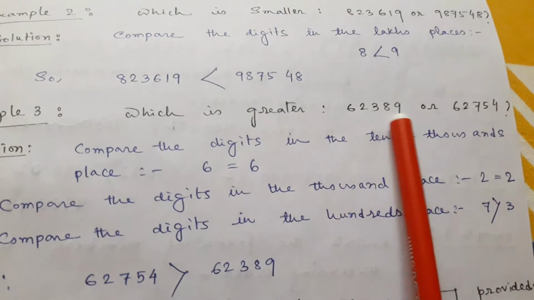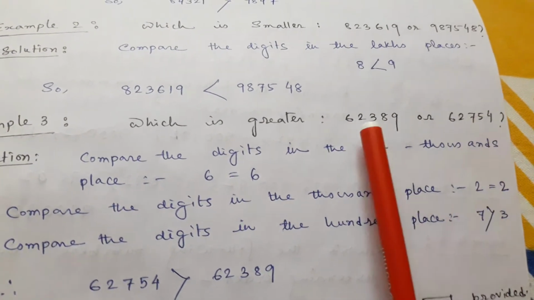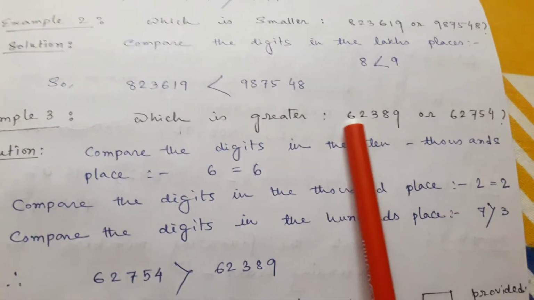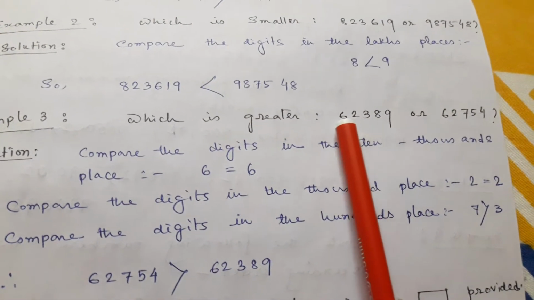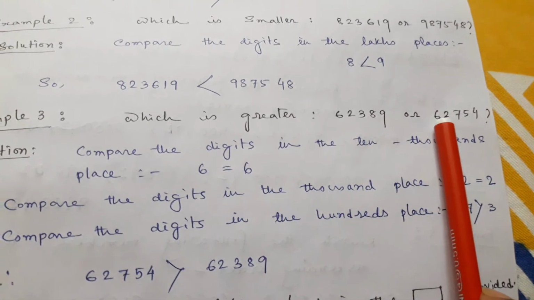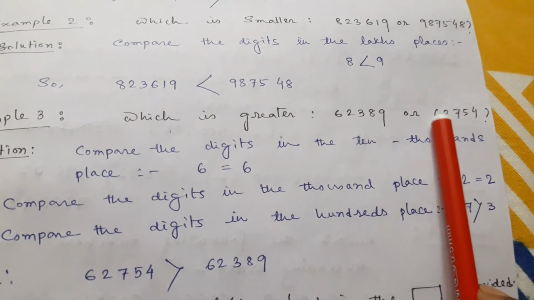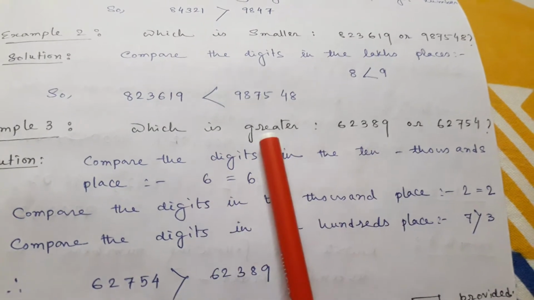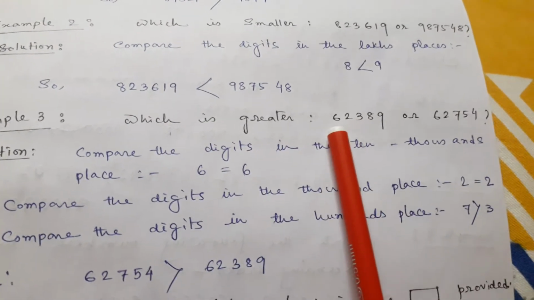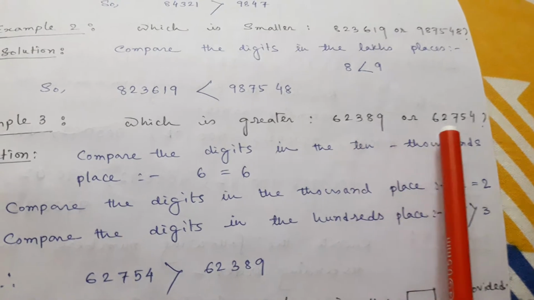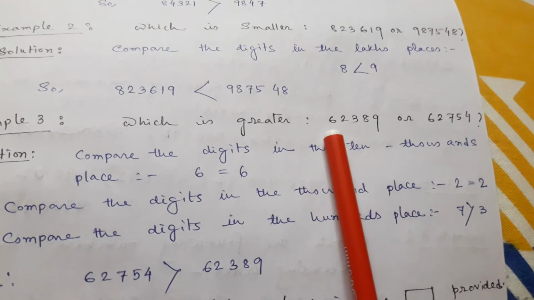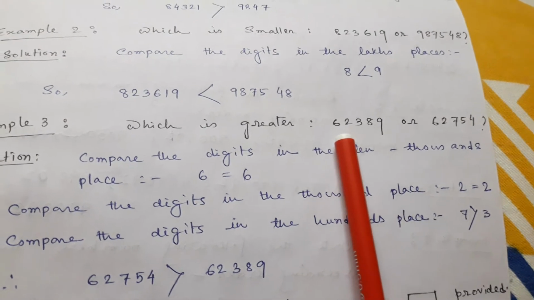Again both of the numbers are 5 digits, so we are going to compare the digits of those numbers. So see, in the 10,000s place there is 6, also there is 6, so we cannot conclude anything from this, so we have to go to the next place to find out the greater number. So see, in the thousands place there is 2 and also there is 2, so we cannot conclude anything from this, so we have to go to the next place again.